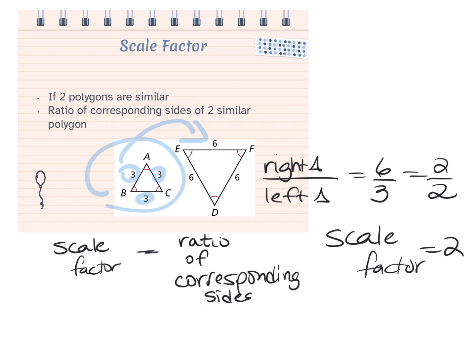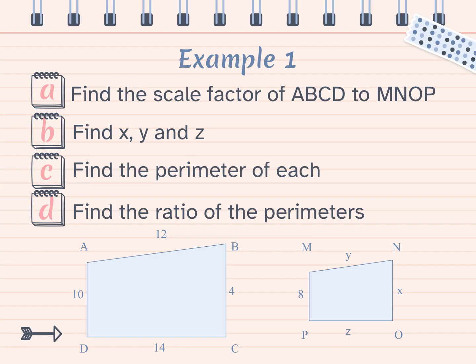Now, sometimes it's not always this easy where it's a whole number. It could be a fraction. And that's where you're just going to take the two corresponding side lengths, put them into a ratio, and simplify. This should be 2 over 1. Thank you. That should be 2 over 1, which simplifies to 2. Good catch.